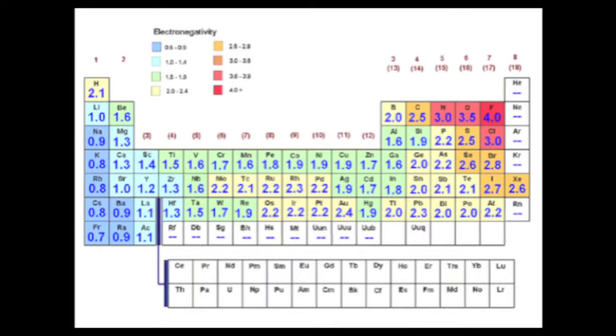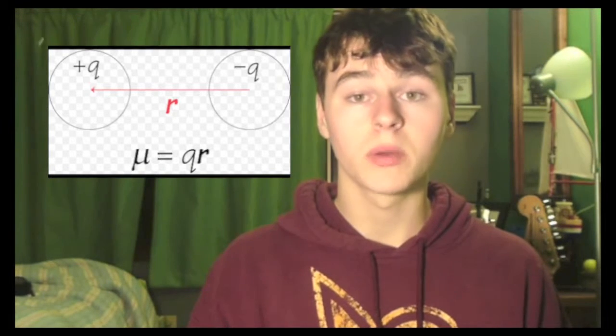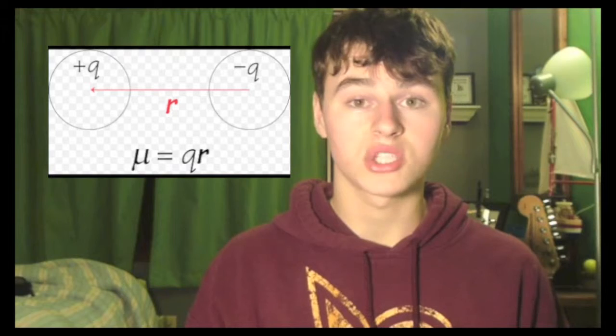We use electronegativity, shown here, to determine which covalent bond it will be. The greater the difference in electronegativity between the two atoms, the more polar the bond. We measure polarity with dipole moments using the equation here, where Q is the equal but opposite charges on each atom, and R is the distance at which they are separated.